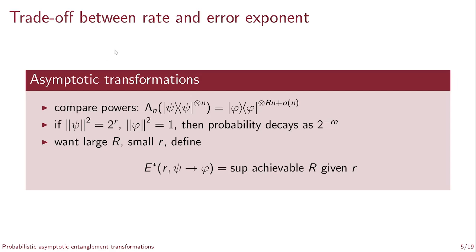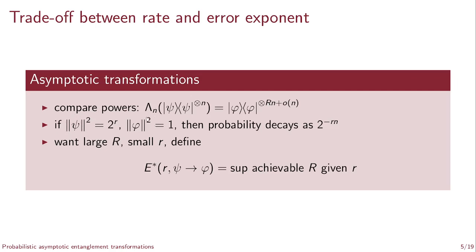In particular, we will be interested in the asymptotic setting of transforming many copies of the initial state psi into many copies of phi. So suppose we have n copies of psi and want to get r times n copies of phi, and as n goes to infinity, we wish to maximize this rate r. But we combine this with the aforementioned probabilistic setting.